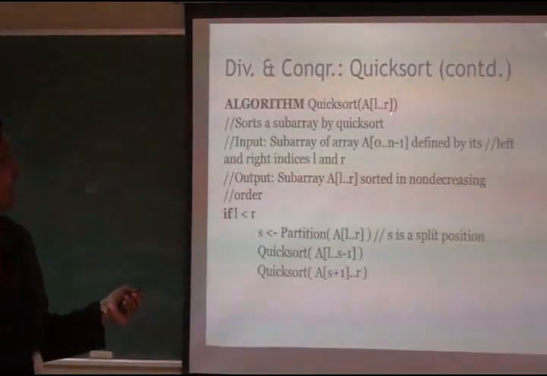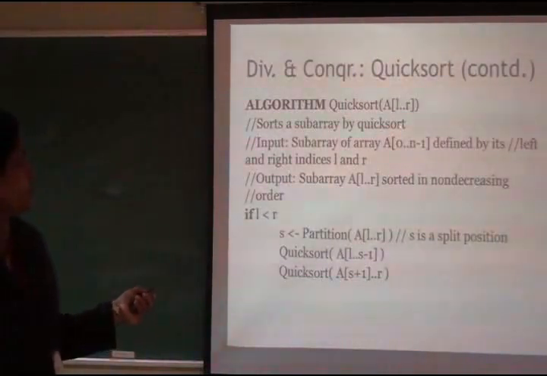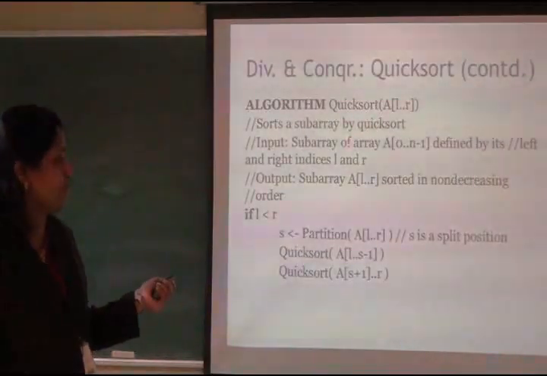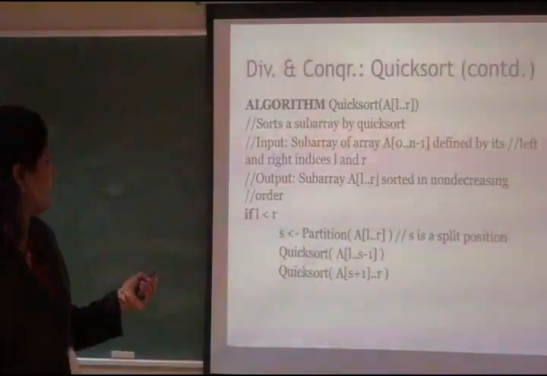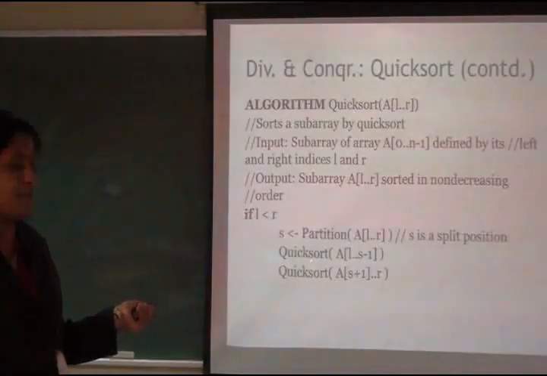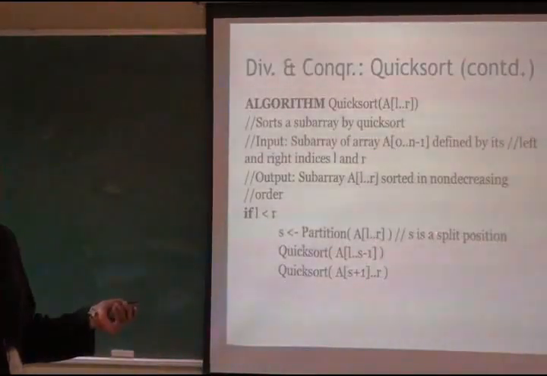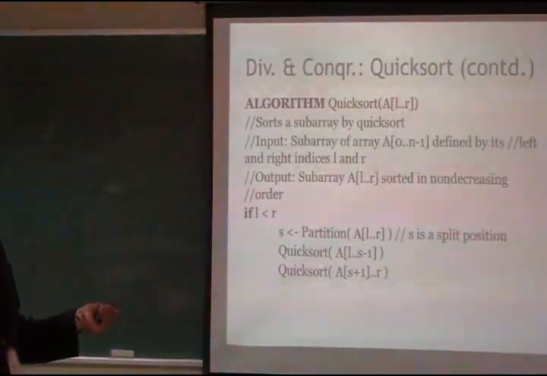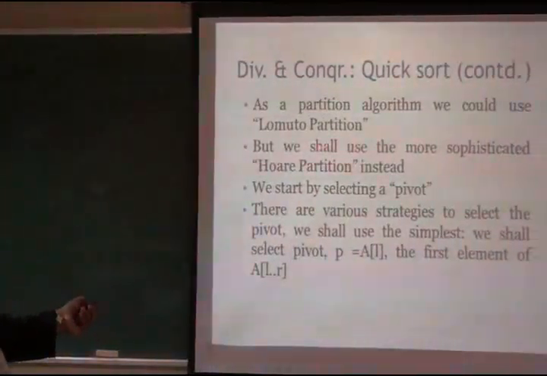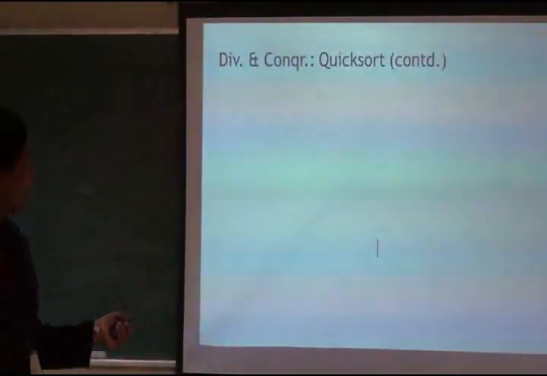This is the algorithm for quicksort. Here L indicates the left position and R indicates the right position. It sorts a subarray, because here also arrays are divided into subarrays. So for partitioning the subarray, what is the formula? If L is less than R, meaning there are some elements, then partition A, L, R; S is the split position, the position at which it can be split. Then quicksort A, L to S minus 1, and quicksort A, S plus 1 to R. How can it be done? As I said, any one of the pivots with any one of the partition algorithms can be used.